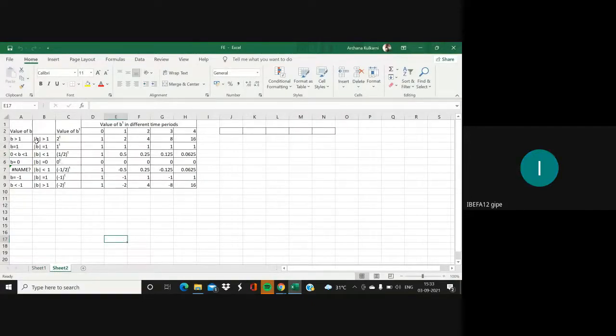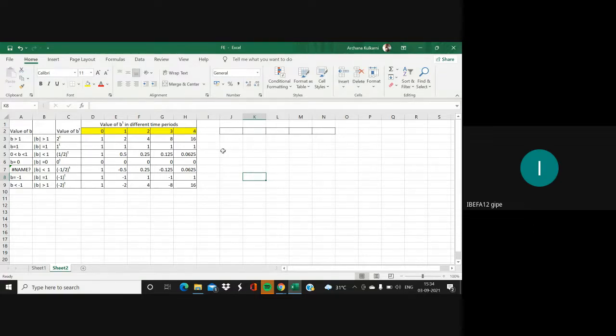Okay. Now, if you look at the value of B, this is for different time periods. What happens if B is greater than 1, and if the absolute value of B is also greater than 1? We have taken certain examples. This is time. Here, what I'm highlighting, this is time t equal to 0, 1, 2, 3, and 4. This first one, I'll just highlight it in yellow. It's talking about the specific time period.